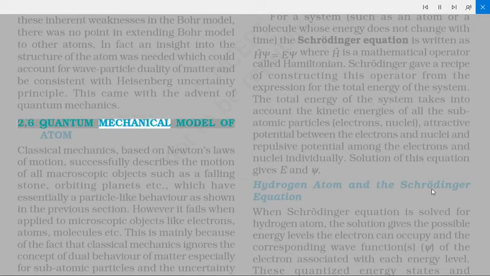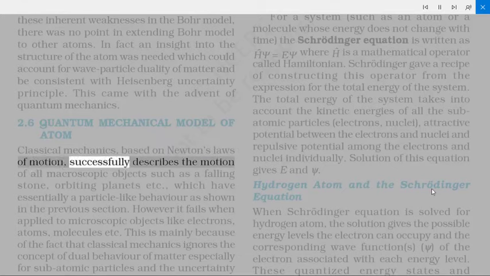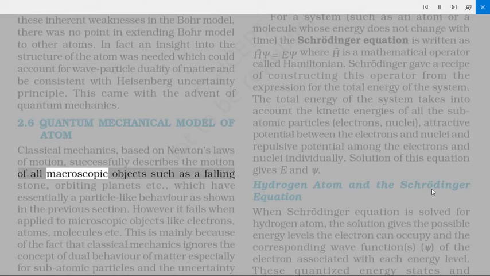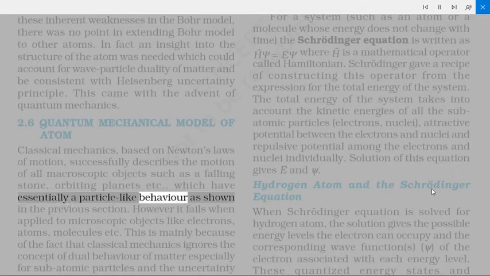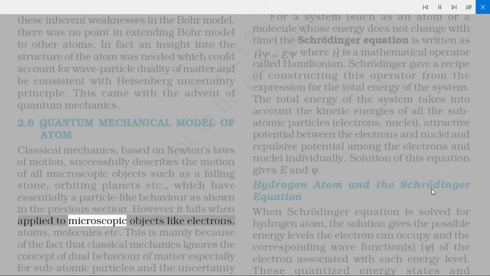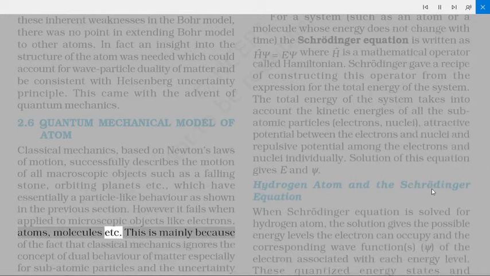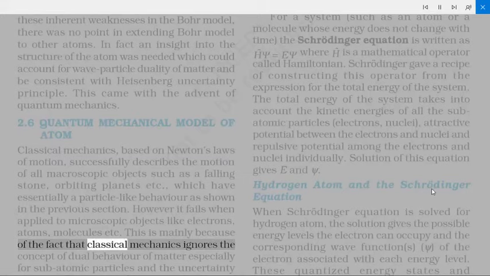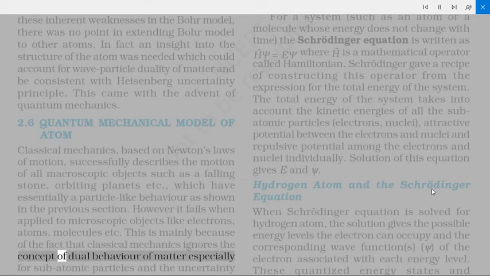2.6 Quantum mechanical model of atom. Classical mechanics, based on Newton's laws of motion, successfully describes the motion of all macroscopic objects such as a falling stone, orbiting planets, etc., which have essentially a particle-like behavior as shown in the previous section. However, it fails when applied to microscopic objects like electrons, atoms, molecules, etc. This is mainly because classical mechanics ignores the concept of dual behavior of matter, especially for subatomic particles, and the uncertainty principle.